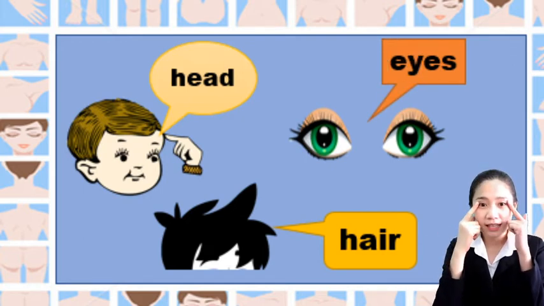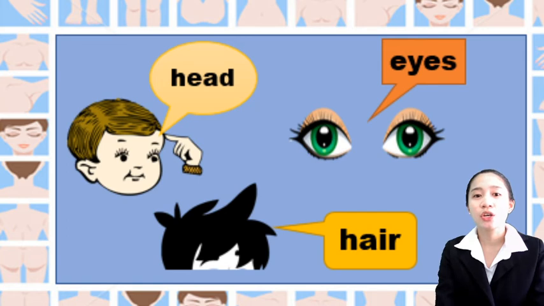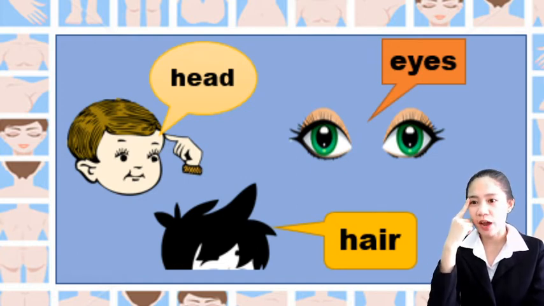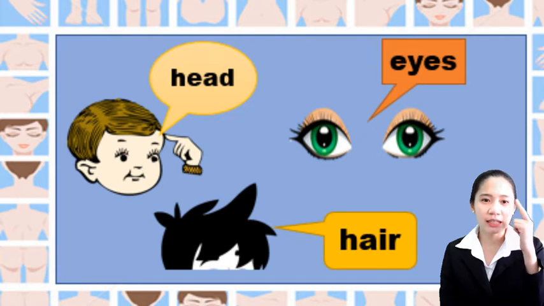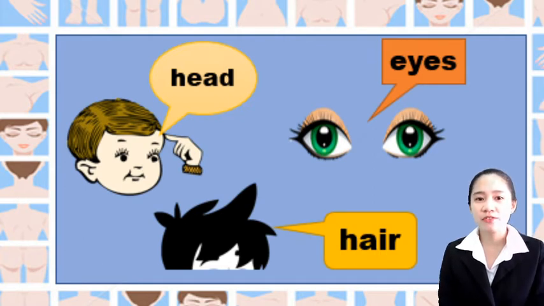Next part is we have our eyes. So our eyes are used for seeing something. So how many eyes do we have? So we have 2 eyes. One here on the right side and the other here on the left side. So we have here eyes.